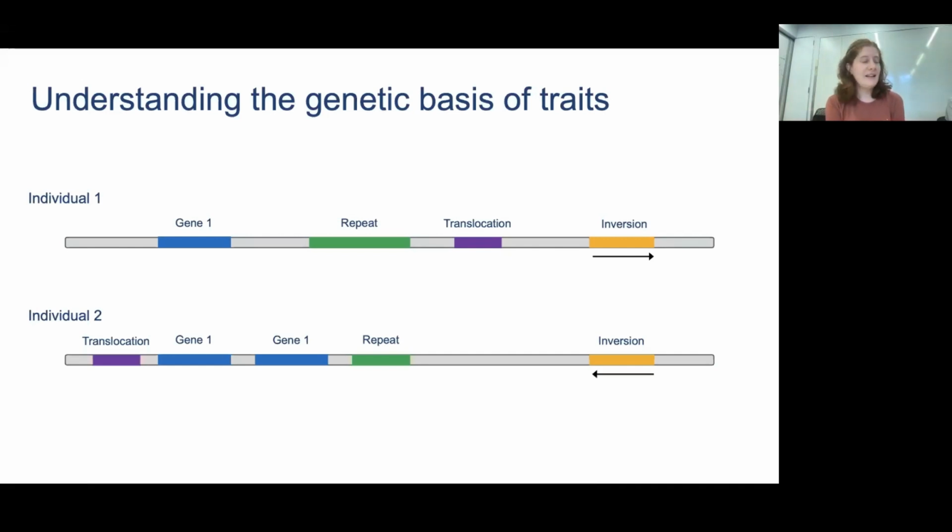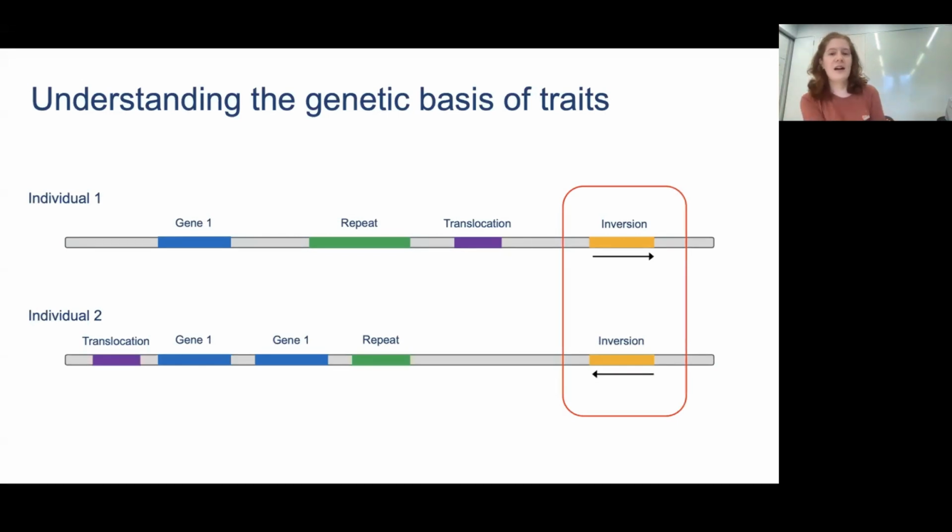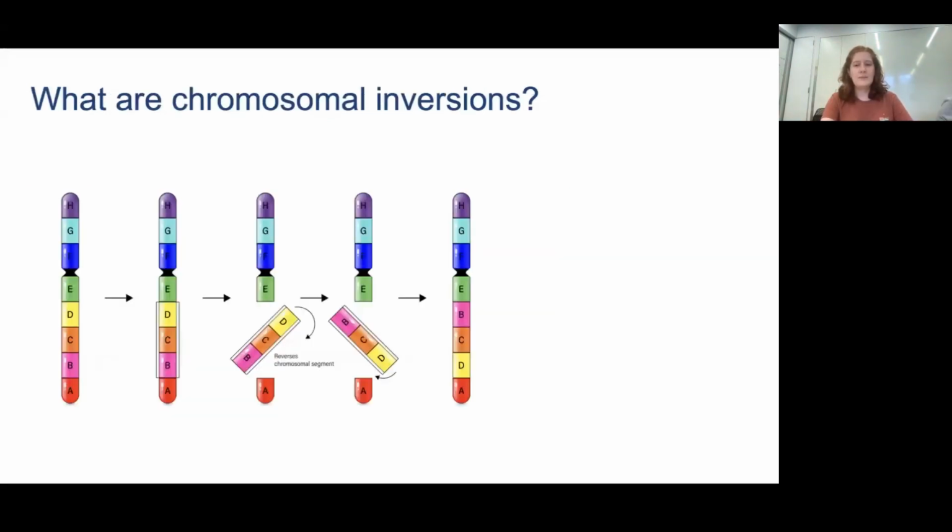I'm particularly interested in chromosomal inversions, which is obviously the focus of the talk today. So I'll now explain in a little more detail what chromosomal inversions are. As I said before, chromosomal inversions arise when a segment of the DNA is flipped or reversed around the other direction. Here is a schematic diagram of it. We have a chromosome and genes A to H from bottom to top, and we can see that genes B to D get flipped around and inserted in the other direction.